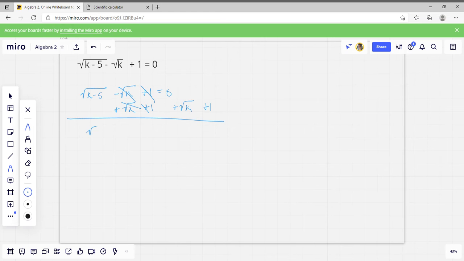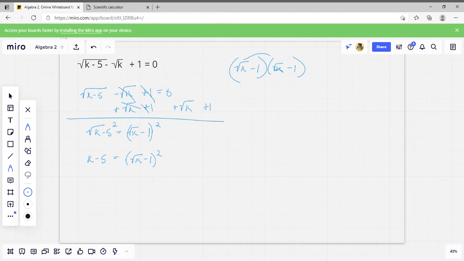So now we've got the square root of k minus 5 equals the square root of k minus 1. Okay, so now when we square this, we're also going to have to square that. Okay, so that'll be in parentheses. So we're going to have k minus 5 equals the square root of k minus 1 squared. Okay, so that means the square root of k minus 1 times the square root of k minus 1.